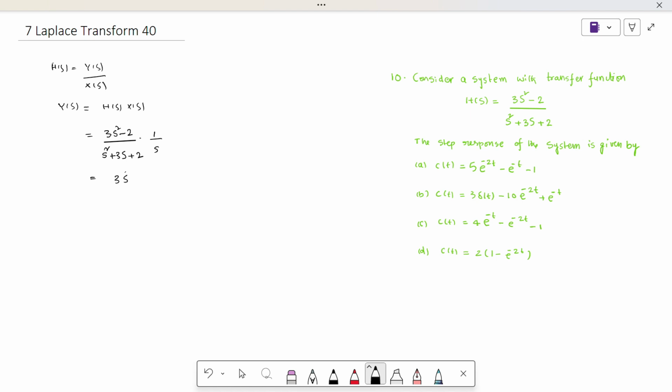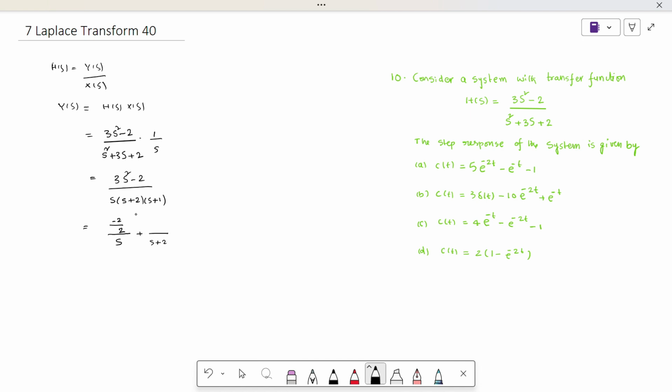So again we need to apply partial fractions. Here also the factors are s + 2 and s + 1. For the s term, substitute s = 0 in the whole function, so in the numerator, −2 by 2, which gives −1 by s. Next, the s + 2 term.